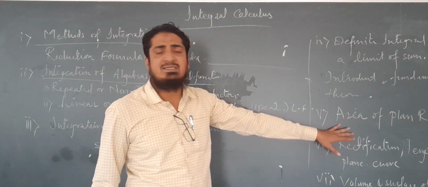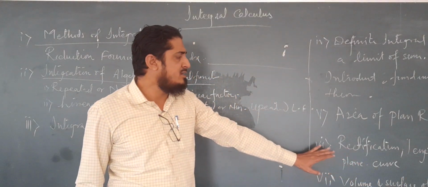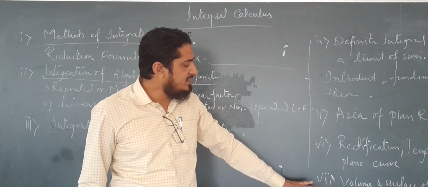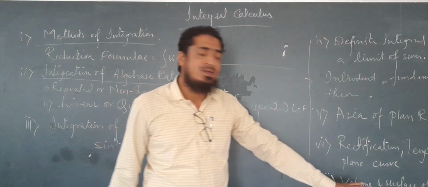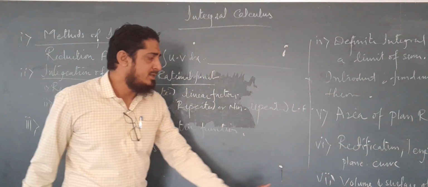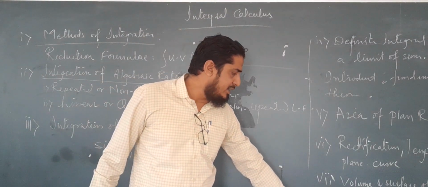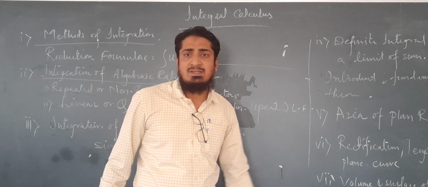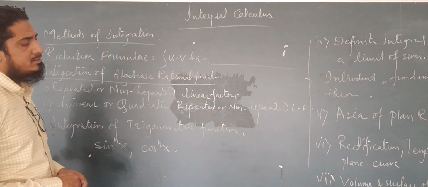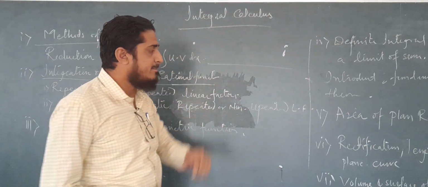In chapter number 5 we will see area of plane region by using integration, and rectification, that is length of plane curve, in chapter number 6. In chapter number 7 we will see volume and surface area of revolution with the help of integration, and number 8 integral transform, in this integral calculus paper.